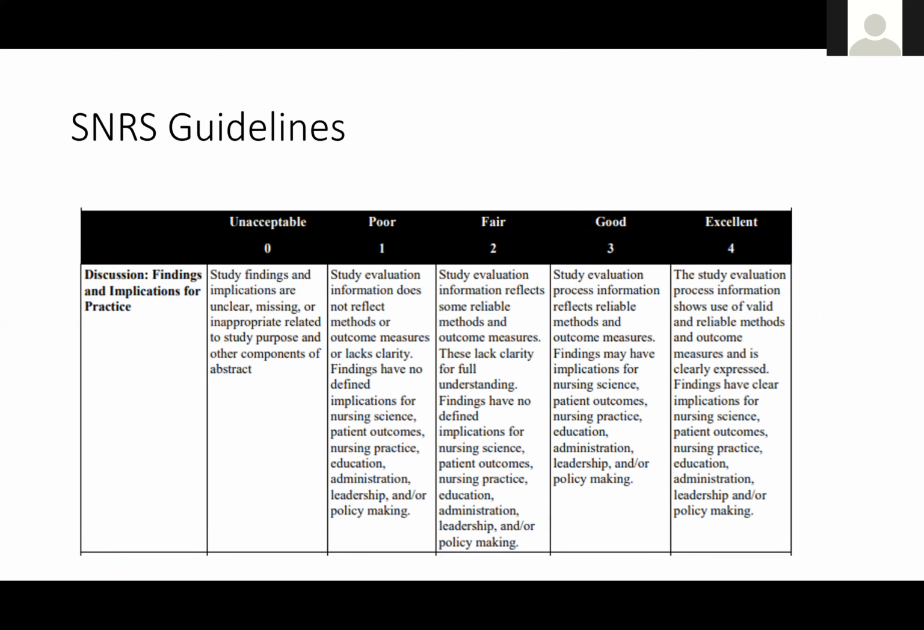So when we review it, we look to see if you've really evaluated your outcomes, if there were findings that weren't what you expected, maybe an explanation of what you think might have happened, and then show that your findings have clear implications for nursing science, for patient outcomes, nursing practice, education, administration, leadership, or policy making, whatever your abstract is for. But if you don't summarize your conclusions and then draw what the implications of this are in your discussion section, you really won't get a high rating there.